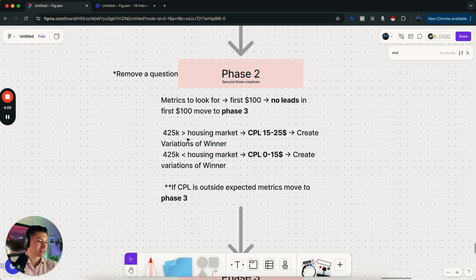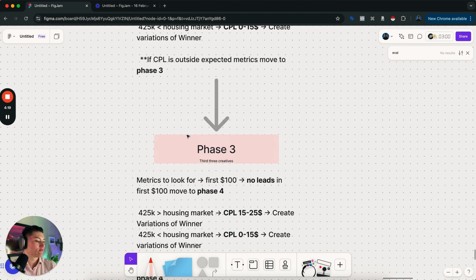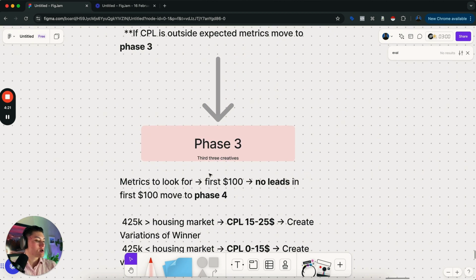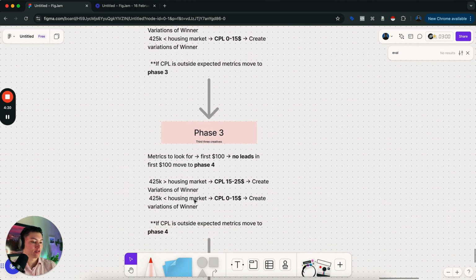If the cost per lead is 26 and you feel like this is going to work and just needs some time to warm up, it's kind of intuition. So not hard rules, just general guidelines. So let's say you have to move on to phase three. This is the third set of three creatives that you're testing. And the metrics to look for as well are first $100, no leads, then move to phase four.